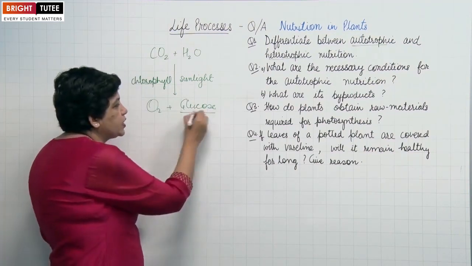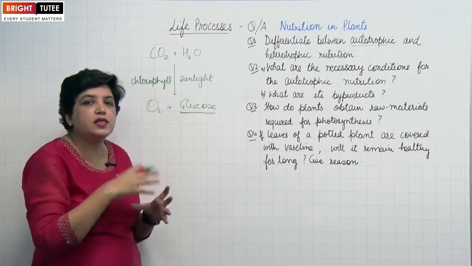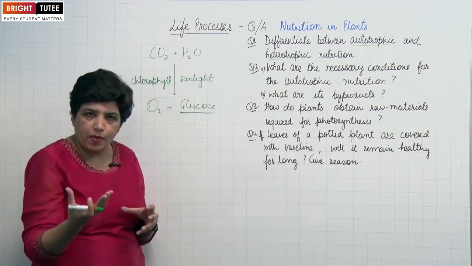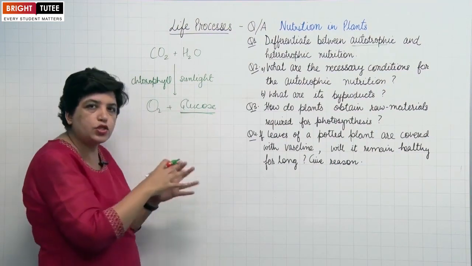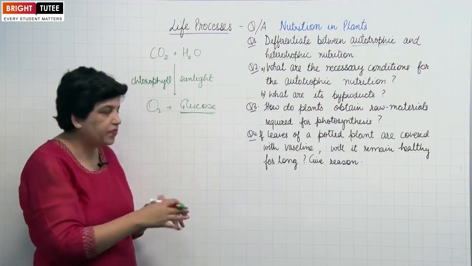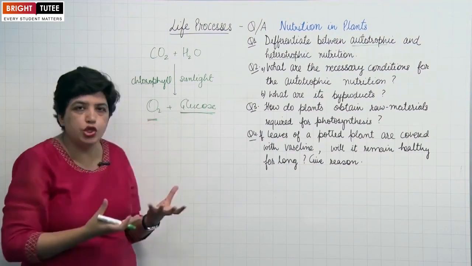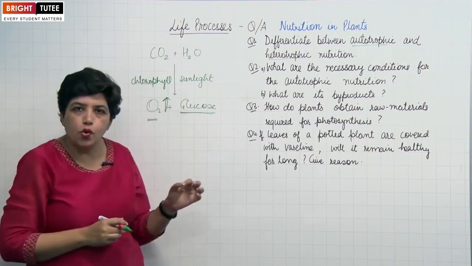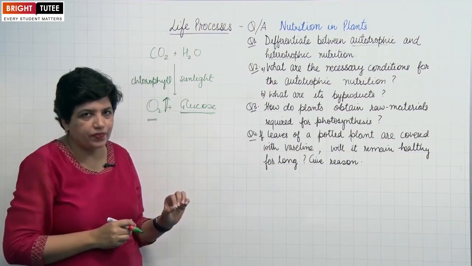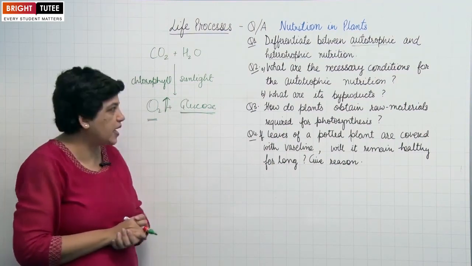So whatever extra glucose is produced, it is converted into complex nutrients like starch, and then it is stored in the storage organs of the plant. And whatever extra oxygen is produced, it is released into the air through the pores called stomata. So this is the answer for the second question.